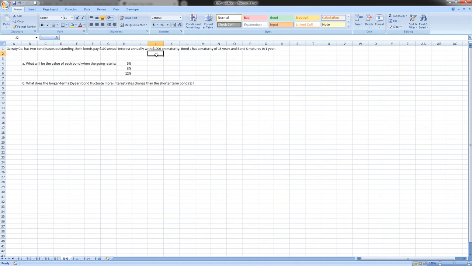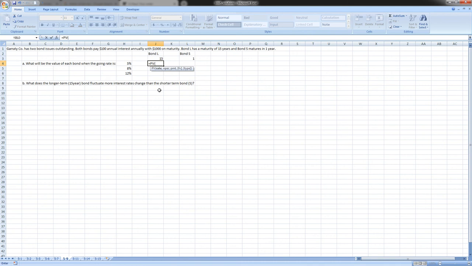So just so we can identify the difference between the two bonds, let's do bond L, which is the long bond, which has 15 years to maturity, and bond S, that has 1 year to maturity. Now you could do these all by hand, but I'm sure you're realizing at this rate the fast solution is to use functions in Excel. So we'll use again the PV function, so we're trying to find the present value.